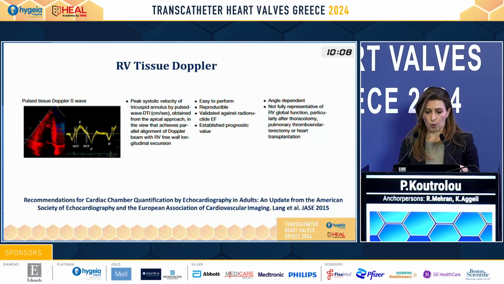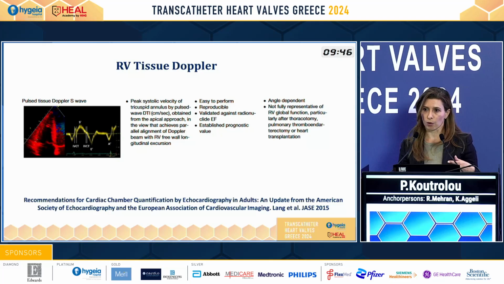Here, what we actually do is place the tissue Doppler, use our PW, and place it exactly at the annulus, not at the myocardium of the RV. And there we try not to measure the first wave, which is the wave of the isovolumic contraction, but the actual contraction, the S wave.